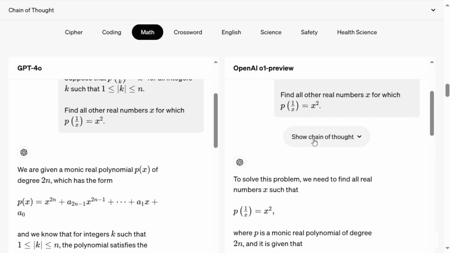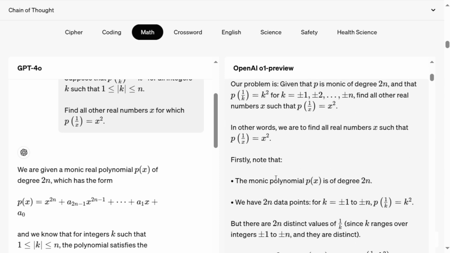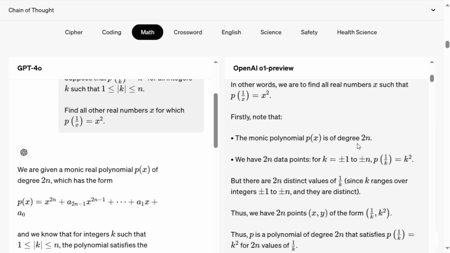Now, if you jump onto the chain of thought section, how the model approached this particular solution would be the most interesting part. We are told that all integer values k satisfy 1 less than k less than n. Firstly, note that a monic polynomial is of degree 2n.